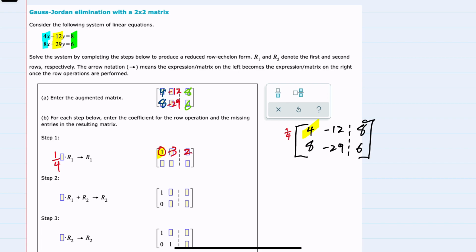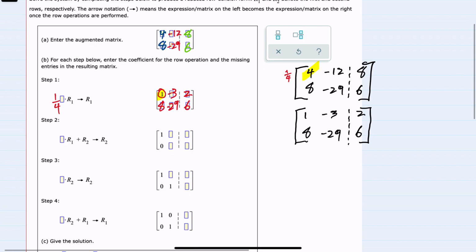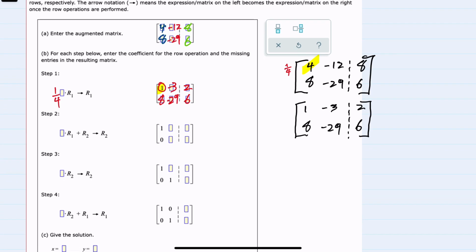For the second row, I haven't made any changes at this point, so I can just copy those in, 8, -29, and 6. From here, our next step is going to be using row multiplication and row addition to eliminate this element, the 8. I would want to take that top row, multiply by -8, so that I get that -8 times 1, which is a -8. -8 times -3 is a +24. And -8 times 2, a -16.